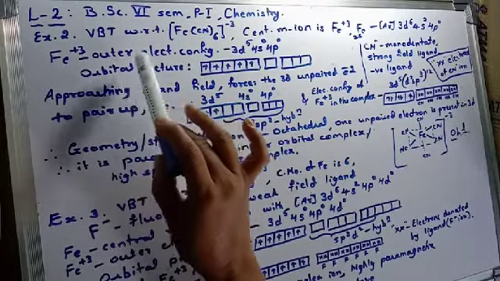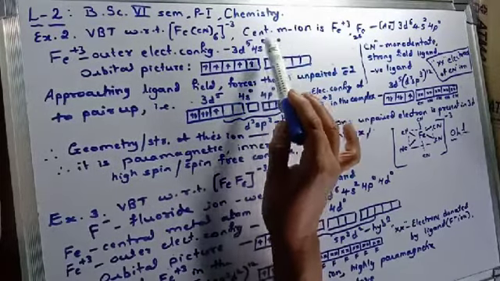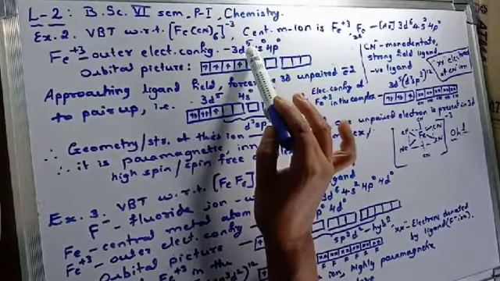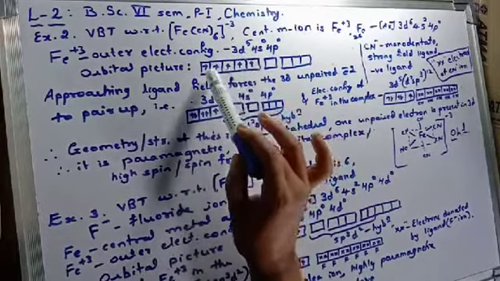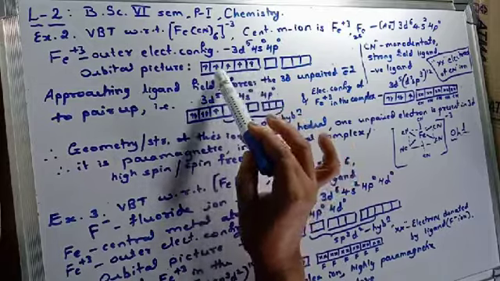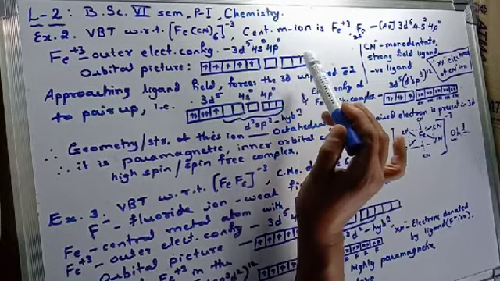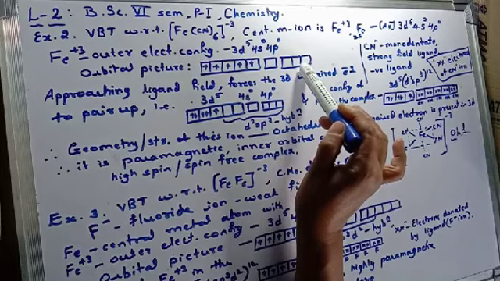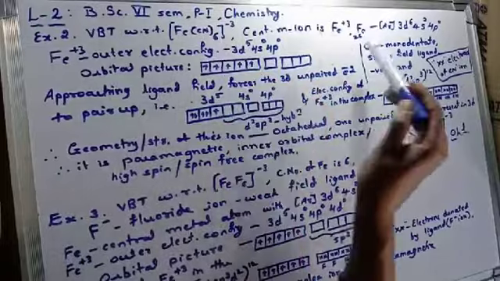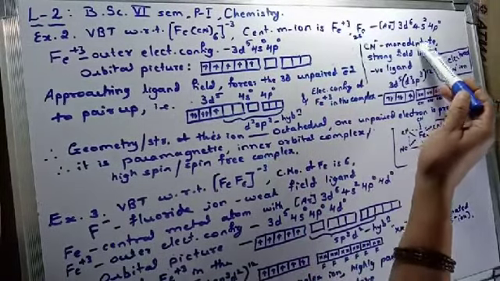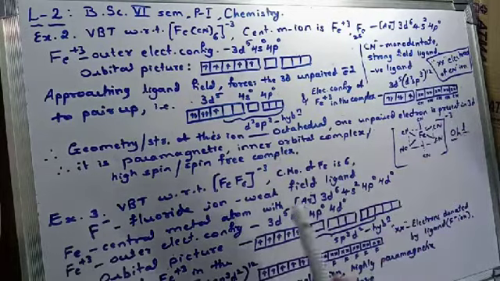So its outer electronic configuration is 3d5 4s0 4p0 after losing 3 electrons. So here it is 3d5. Now the orbital picture: the 5 electrons are distributed singly in the 5 d orbitals. So 4s is empty, 4p is empty. Now here the cyanide, the reacting ligand, is monodentate in nature, it is a strong field ligand, and it is a negative ligand.